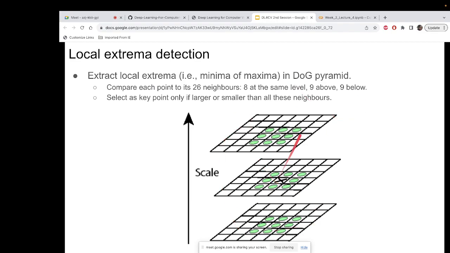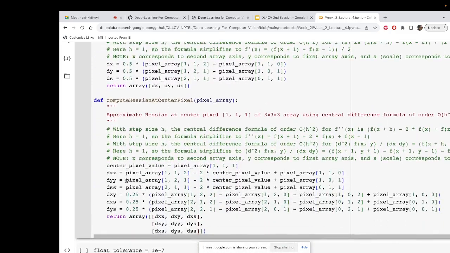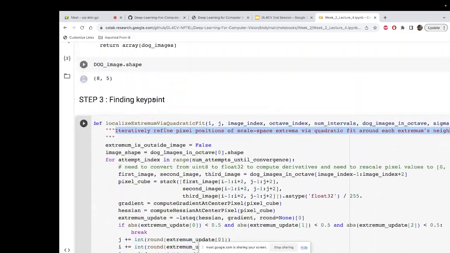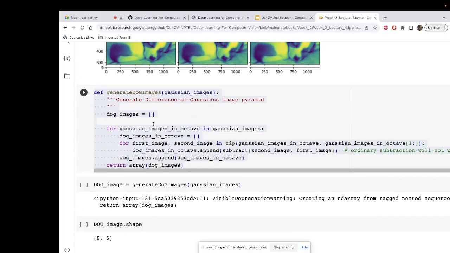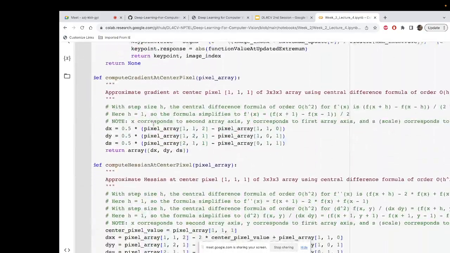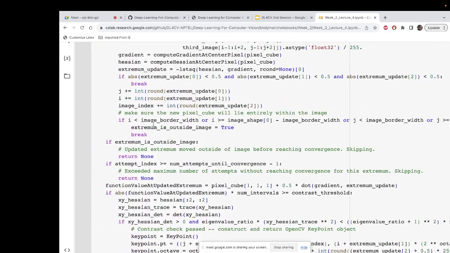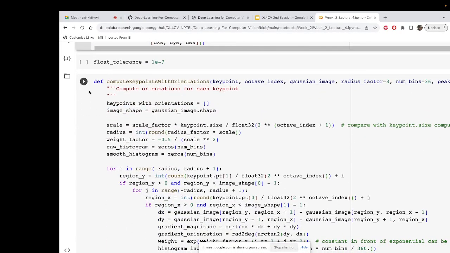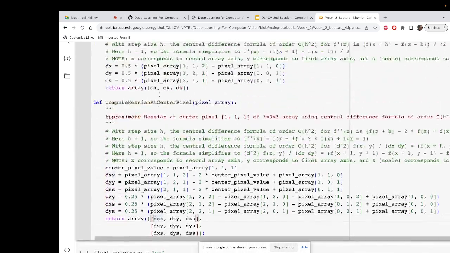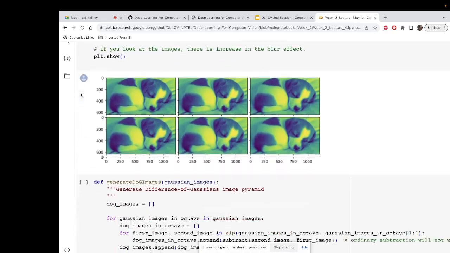In this way you look at the 26 neighbors. This particular function is basically a combination of the key point localization and also the final key point detection. So these things you can go look at on your own time. The math and the code are a little bit involved, but it does basically everything that you would want.